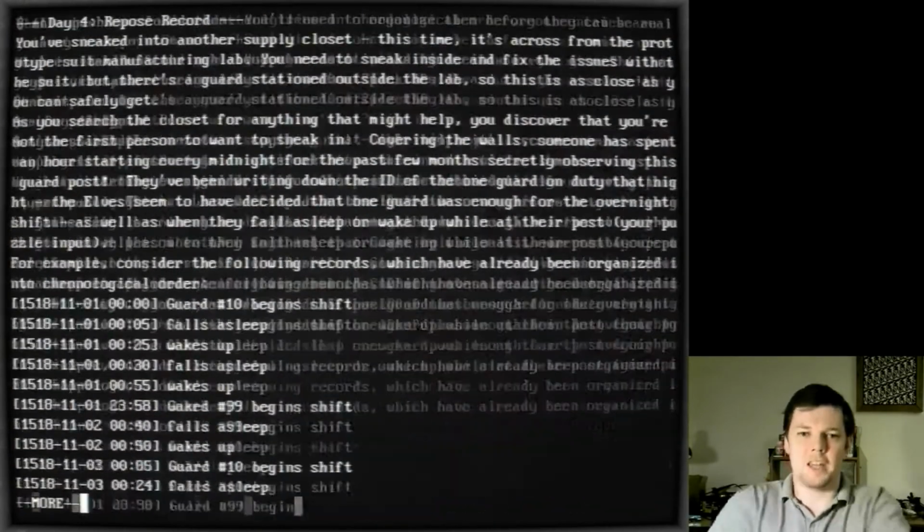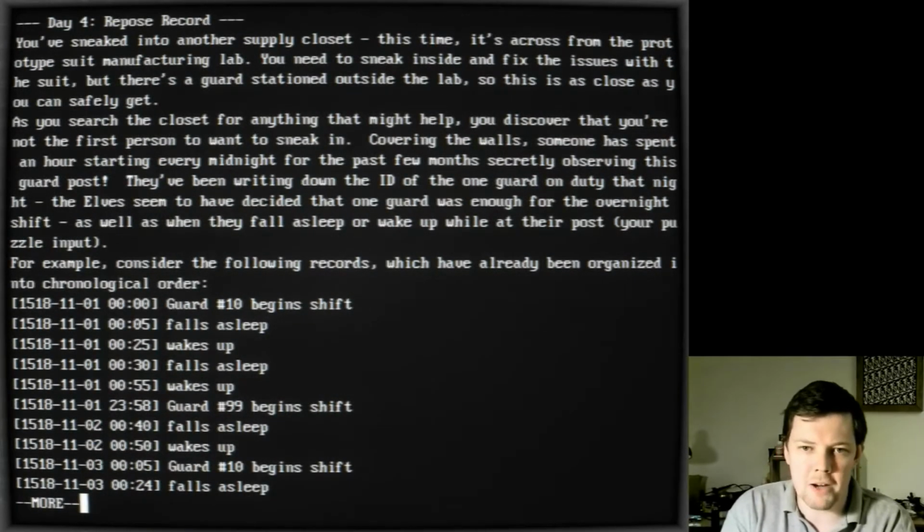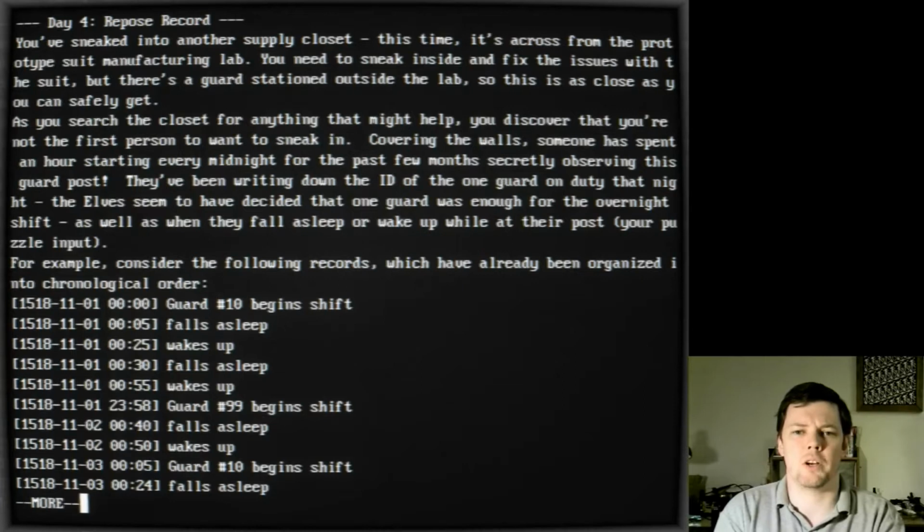So this is 2018, day 4, Repose Record. You've sneaked into another supply closet. This time it's across from the prototype suit manufacturing lab. You need to sneak inside and fix the issues with the suit, but there's a guard stationed outside the lab, so this is as close as you can safely get.